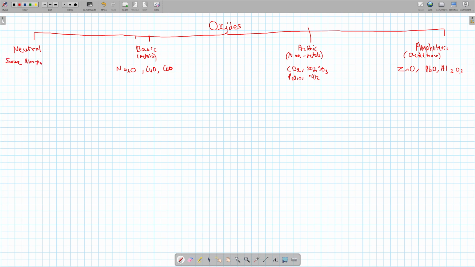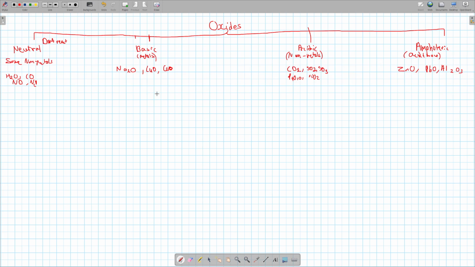And then neutral ones are some non-metal oxides. What are they? H2O, CO, NO, N2O. Okay, memorize these, please. Basic ones and acidic ones are pretty straightforward, but the neutral ones and amphoteric ones, you need to know them. We need to know four things. Neutral ones don't react. Amphoteric ones react, but with acids and bases, right?